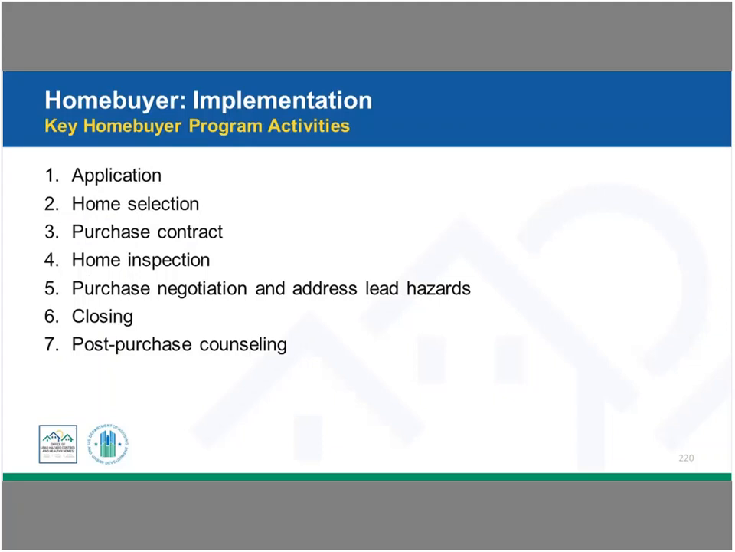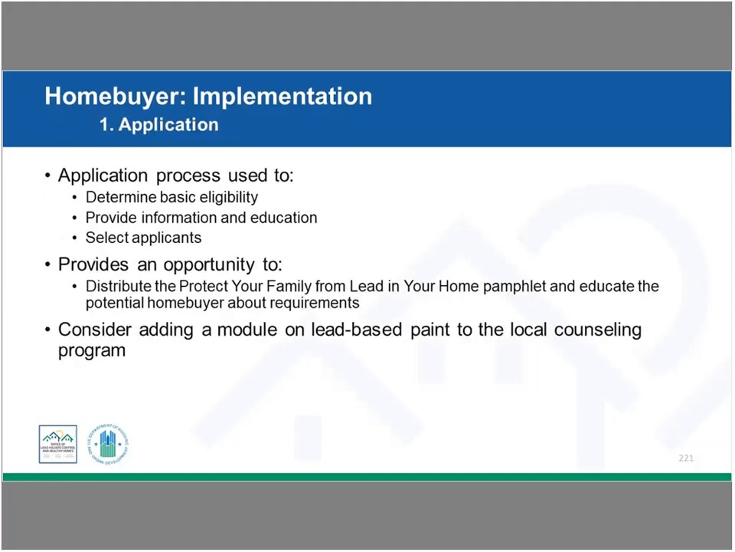These may be handled a little differently in order or process in your local program, but for discussion purposes, we've made some assumptions about how these will be worked through. So we have our application process, where we collect information and determine whether households are actually eligible for the program, and then our selection of the actual unit that they're going to be purchasing. We're going to be talking through that purchase contract process, the inspections, any negotiations, and how we're going to deal with any lead hazards, and then a little bit about the closing and the post-purchase counseling.